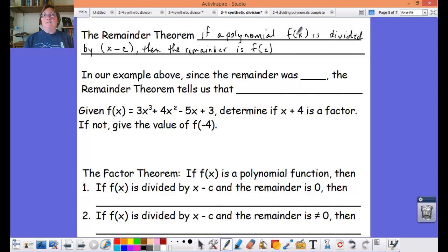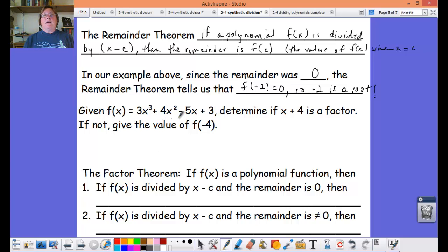If we divide a polynomial by some possible factor, the remainder that you get is the value of the function when x is c. And ladies and gentlemen, that's kind of neat because in the last one we did, we got a remainder of 0. The remainder theorem tells us that the value of the function at -2 is 0, so -2 is a root, and that's important. That's really important. I'd like you to think about this, please.